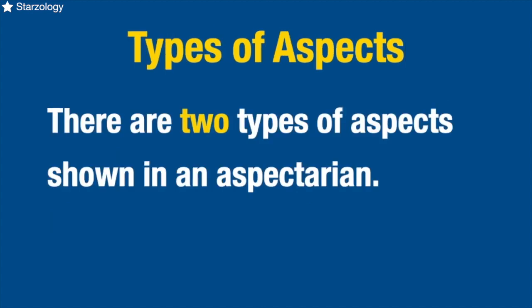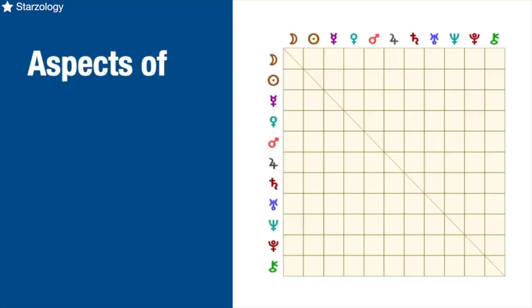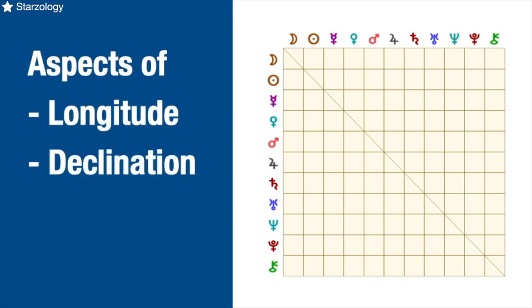As for the types of aspects you will get, there are actually 2 types shown on an aspectarian. You get the aspects of longitude, which are your conjunctions, squares, trines, and so on. And you get the aspects of declination, which are your parallels and contra-parallels.